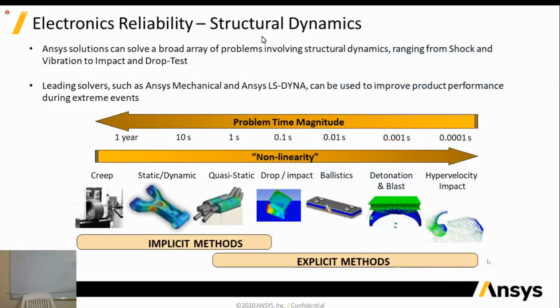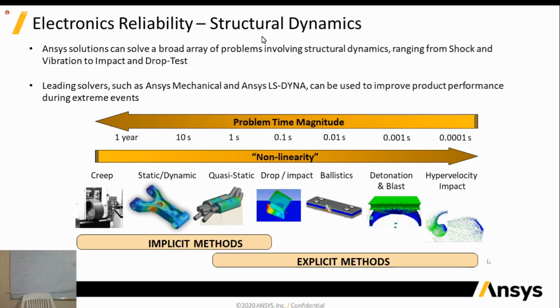Then dynamics, so electronics reliability using dynamic methods. In numerical methods, we have some types of numerical algorithms. One is the implicit method, the other one is the explicit method. When we talk about all the vibration analysis like modal or random vibration, all these are implicit methods.